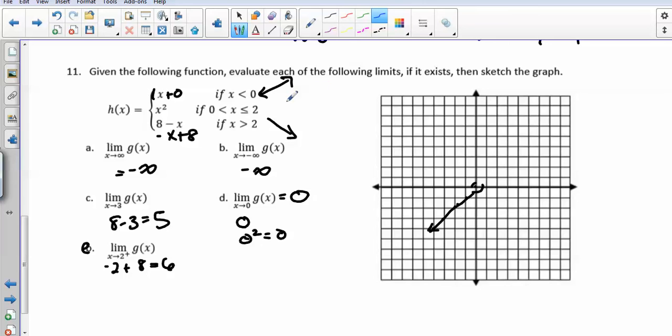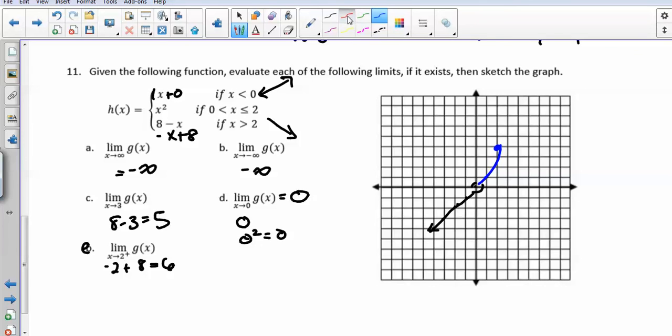Alright, the second one, x squared is between 0 and 2. So we're going to have the right side of our parabola, and the parabola would normally have a point here, but we're not including it because x does not ever equal 0. We're going to go over 1 and up 1. We're going to go over 2 and up 4. And we have a closed dot here because it says x can equal 2. So we're going to go like that.